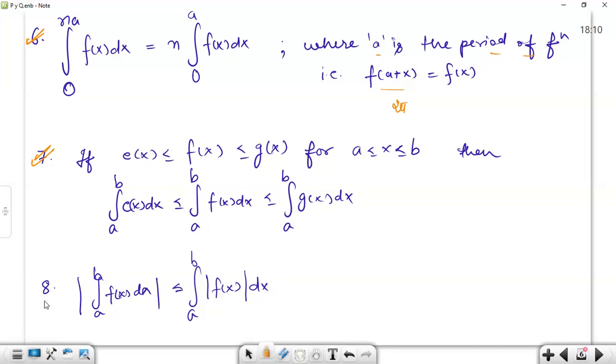Next property is a very basic one. If we are taking the modulus of any definite integration, it would be less than or equal to the definite integration of the modulus of the function. Earlier, we were doing the definite integration first, then taking the modulus. In this we have just taken the modulus of the function. Is this property clear? Any doubts?